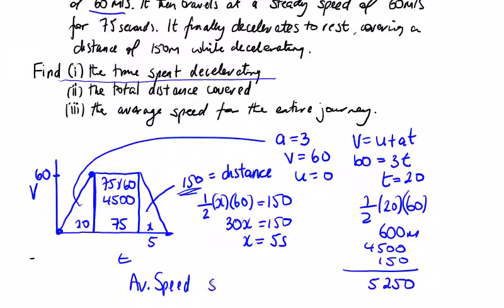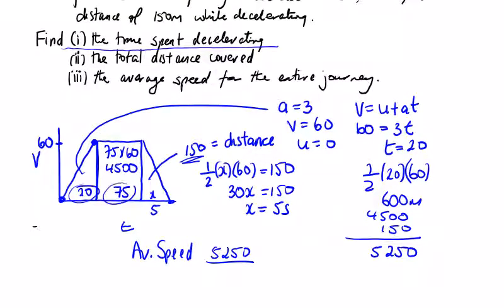Distance over time: 5250 divided by 20 and 75 and 5 is 100. This works out nice and even.